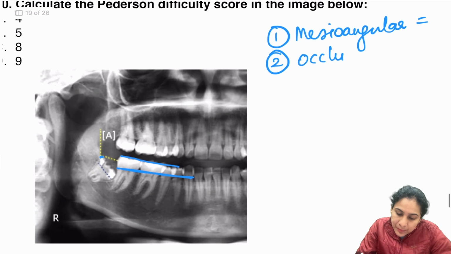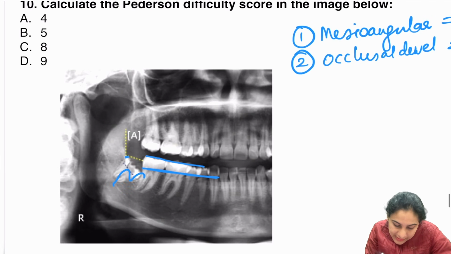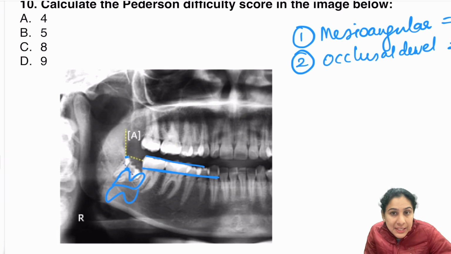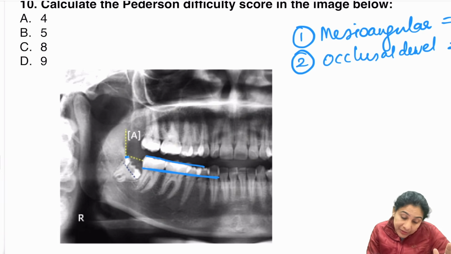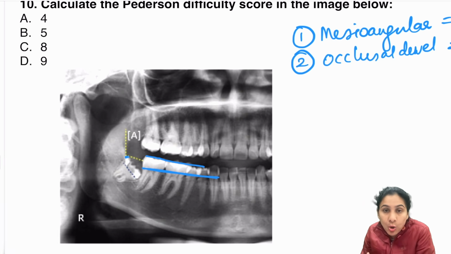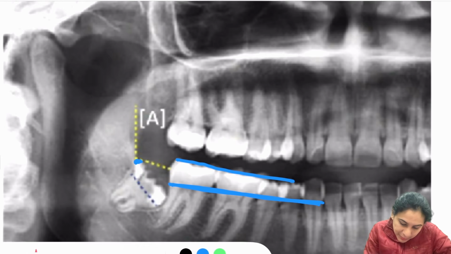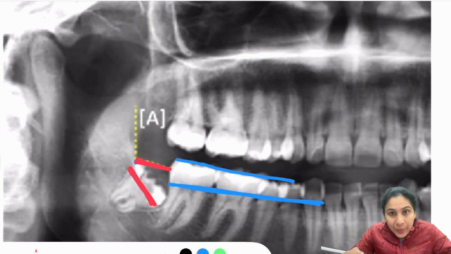So for the occlusal level, the score will be 2. If the tooth would have been somewhere like this, with the highest level below the CEJ, then I would have given it a score of 3. But here it's a score of 2. Third thing, the ramus relationship. Whether the whole tooth is in the ramus, whether the whole tooth is out of the ramus, or whether part of it is. If I see this very good line which is placed there, there is this much space, whereas the mesiodistal width of the tooth is this much.